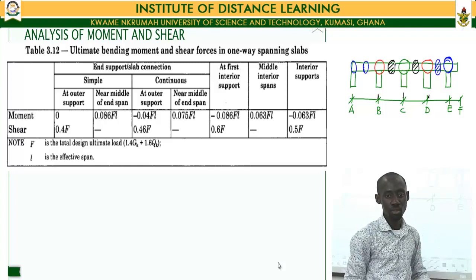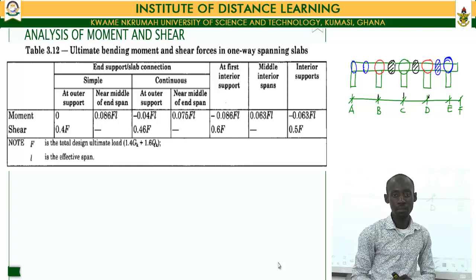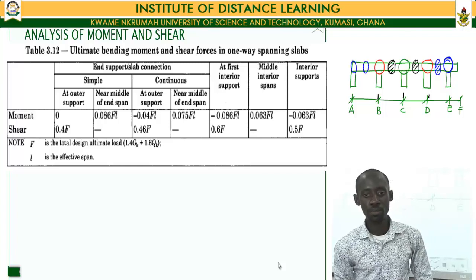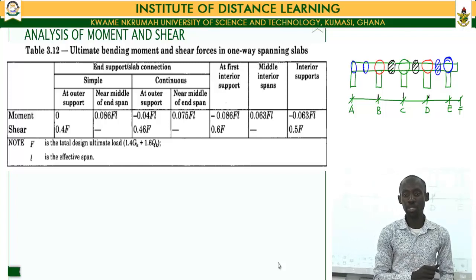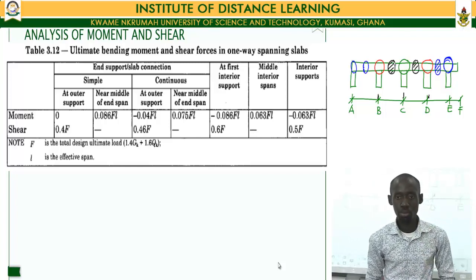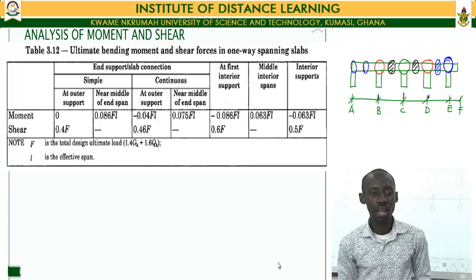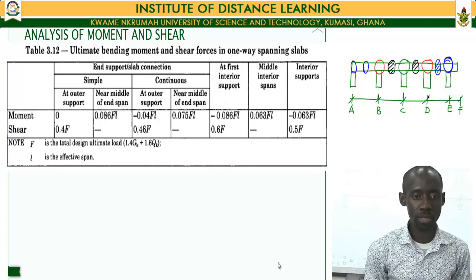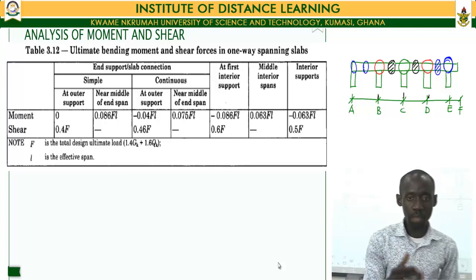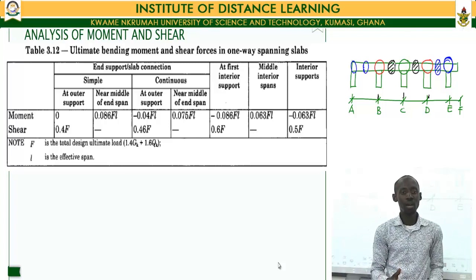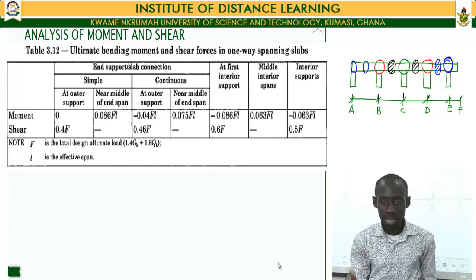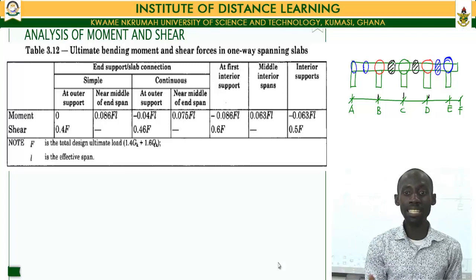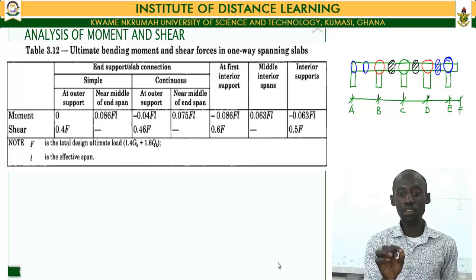Then at our first interior support, we have our shear force at that point being equal to 0.6 F. And for any other interior support, our shear values would be equal to 0.5 of our design ultimate loadings. Now, if you critically look at the table, you realize that when it comes to the near middle of end span and at our middle interior spans, the shear values there are 0.